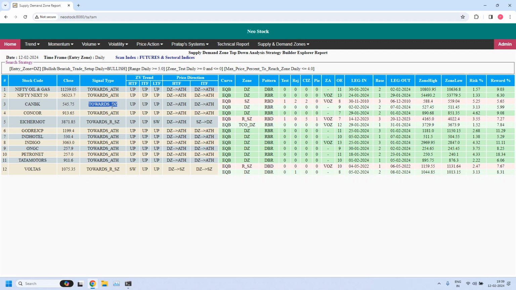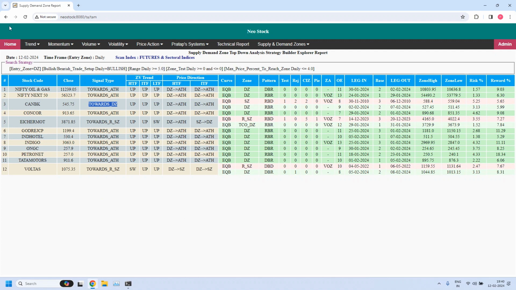It doesn't mean tomorrow also the price will fall down. Tomorrow again it may change direction and move up. That possibility is also there. Similarly, those moving towards the supply zone or all-time high may also change direction tomorrow and give an entry in our zone. That possibility is also there. That's why we have to keep an eye on all these stocks.